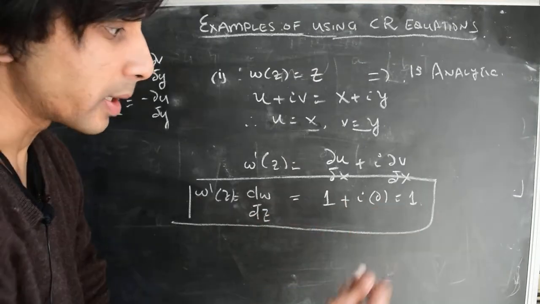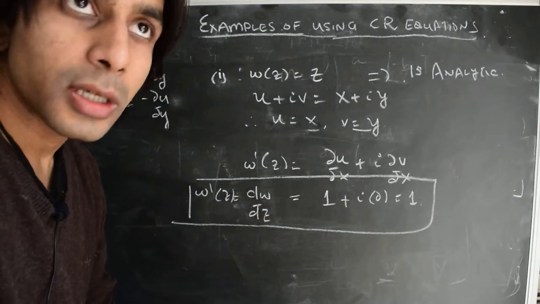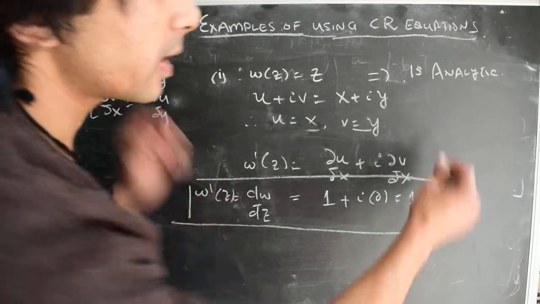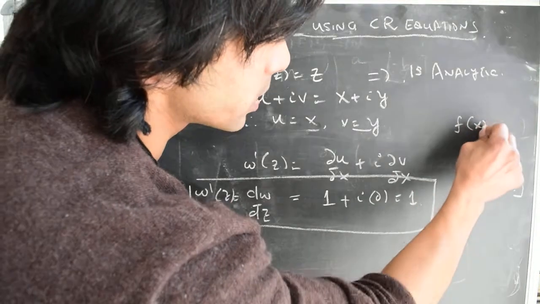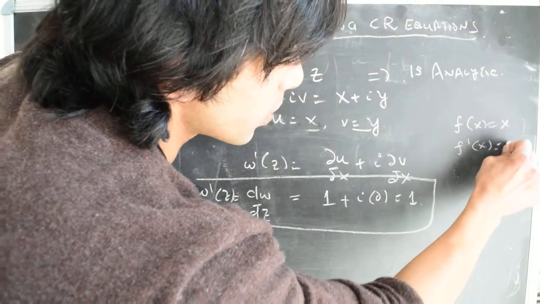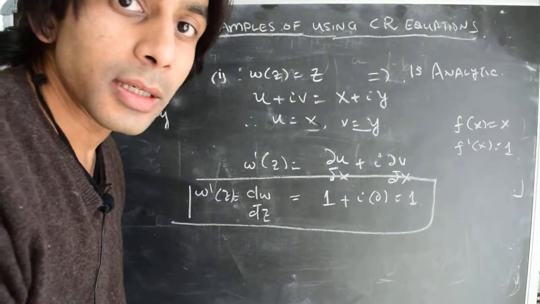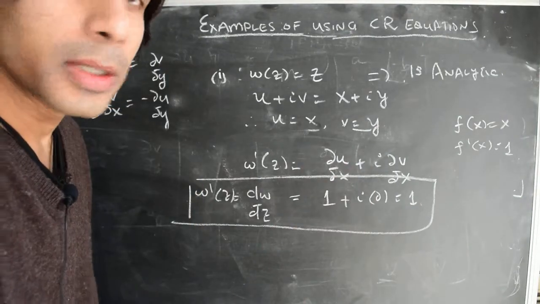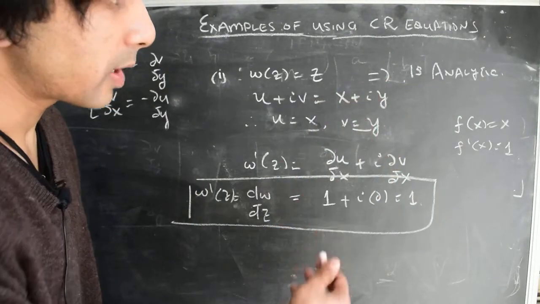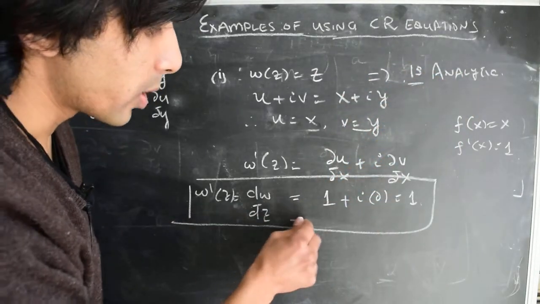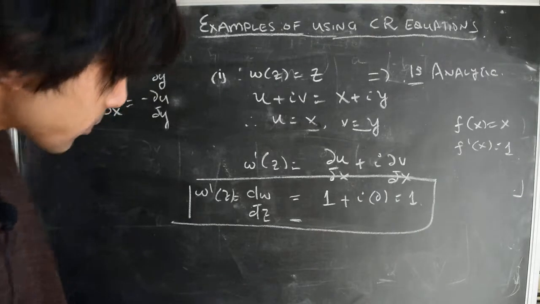dw dz will be 1, in the sense that this is a very natural generalization of functions of a real variable, where if you have a function f(x) equals x, then its derivative f prime of x with respect to x is just 1, and that's exactly what's happening here. So this is one function that we have explicitly checked is analytic, and we have explicitly derived what its derivative is.